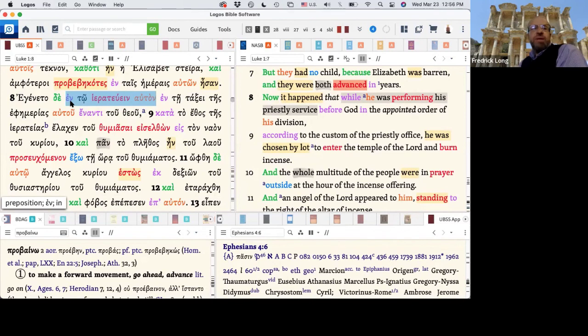In the meanwhile sense, we could use pro. The preposition pro could be found before. Meta can be used for after. Those are all temporal uses of the articular infinitive. So en, pros, pro, or meta. Then we can use eis or pros for purpose statements. And then we can use dia with the genitive to mean because. So those are the different uses of the preposition with the article with the infinitive.